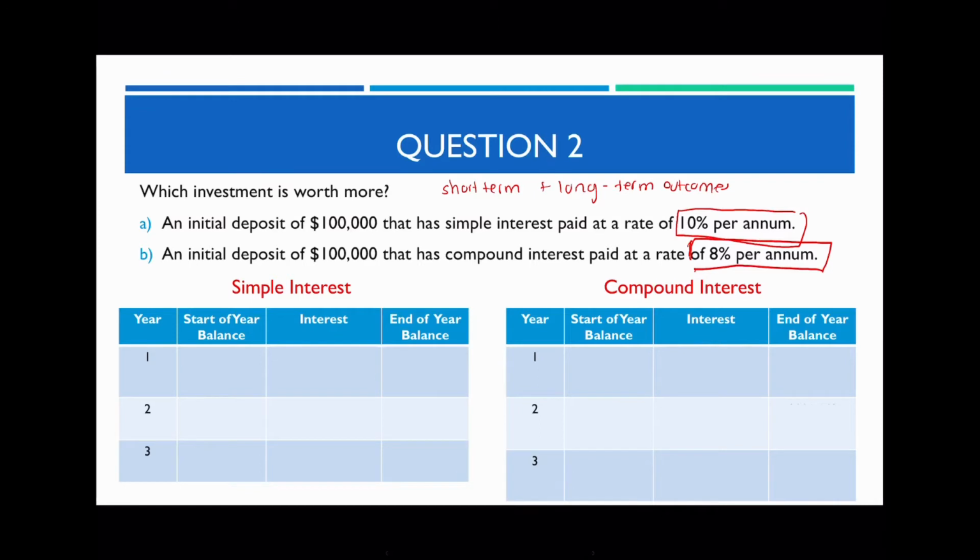and I strongly encourage you to develop this table over here, even if the question hasn't actually provided it to you. So try to develop this as a habit. What I'm going to be showing first is what would happen to my final balance for the short term. So just in a couple of years, let's say, which account gives me the most money. So in this case, let's fill out the simple interest table first.